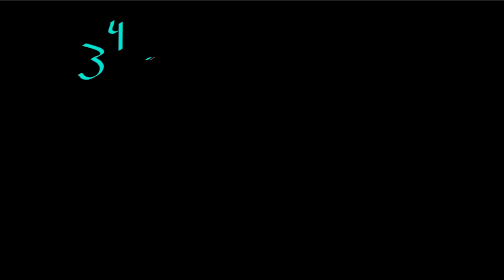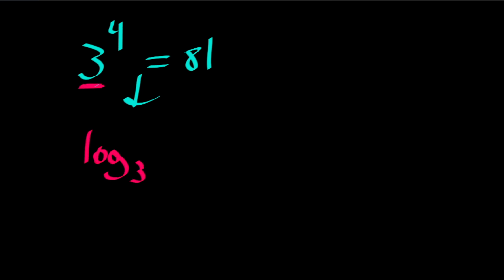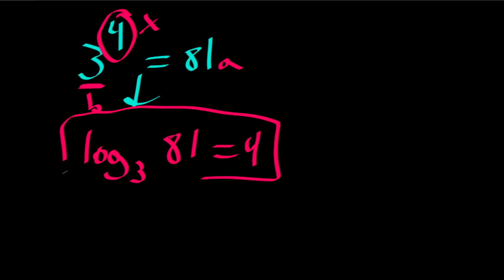3 to the 4th equals 81. See if you can rewrite that in logarithmic form. All right, so we would have log base 3, because that's our base, which is b, of a, which is 81, equals x, which is our exponent 4. And it's that simple.